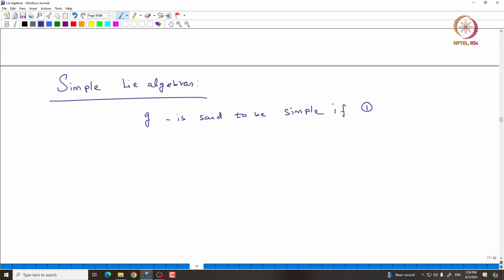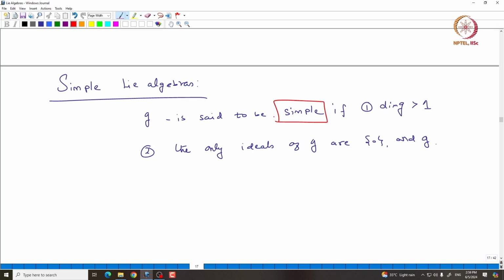The first condition is that the dimension of G must be greater than 1, so that we avoid the trivial cases. And the second condition, the only ideals that are there in G are nothing but 0 and the full ideal G. It is easy to see that the trivial ideals 0 and G are ideals inside G, and these are the only ideals of G. In that case we say that G is a simple Lie algebra. This is just a simple definition.